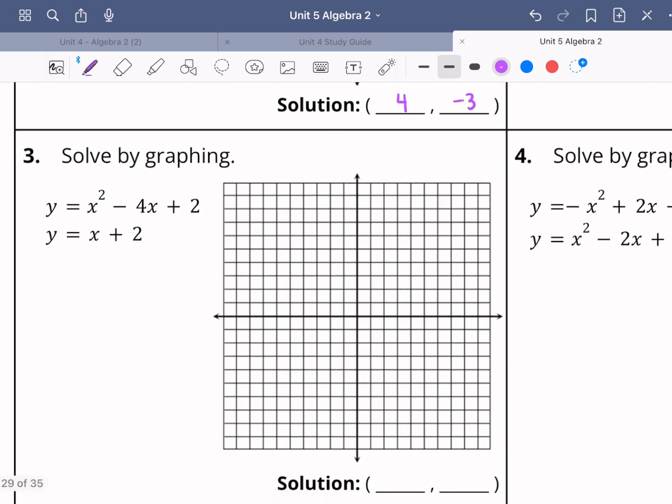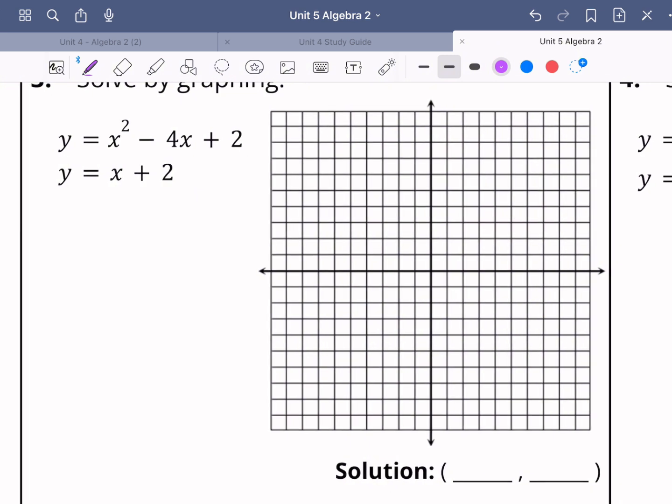For number 3, we start getting into some quadratics. So for this first one here in blue, I can tell it's a quadratic because of the x squared. So when we're graphing a quadratic, we need to first figure out our axis of symmetry, or AOS, is what I sometimes will abbreviate this to. The formula for axis of symmetry is x equals -b over 2a. My a value in this case is 1, my b value is -4, and my c is 2.